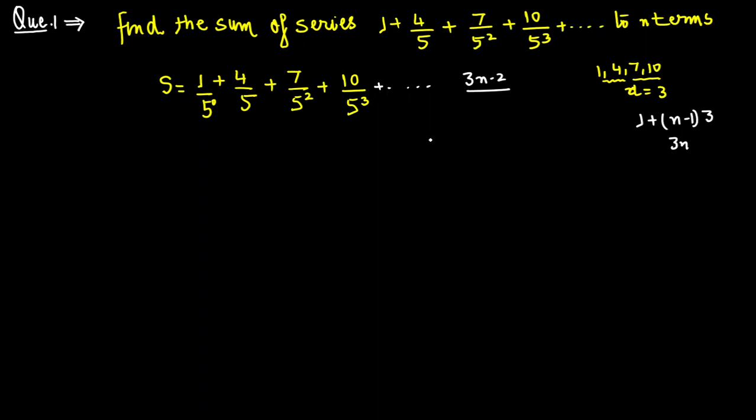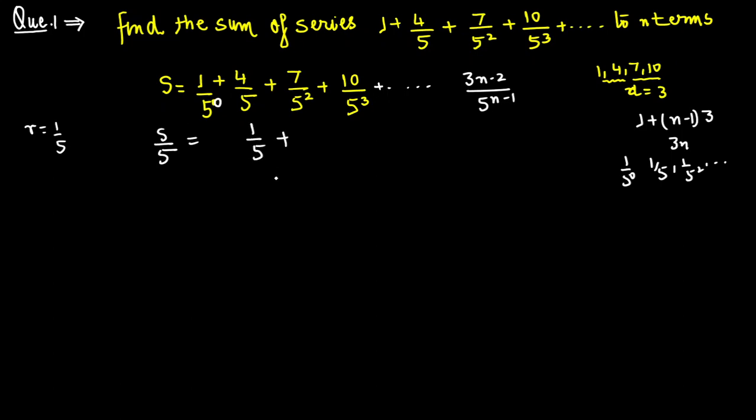Divided by the nth term of the GP. So the GP is 1 by 5 to the power 0, 1 by 5, 1 by 5 square, and so on. So the nth term becomes 5 to the power n minus 1. Now what is the step? The common ratio of the GP is 1 by 5, so I multiply S by 1 by 5. This 1 by 5 to the power 0, which is 1, becomes 1 by 5.